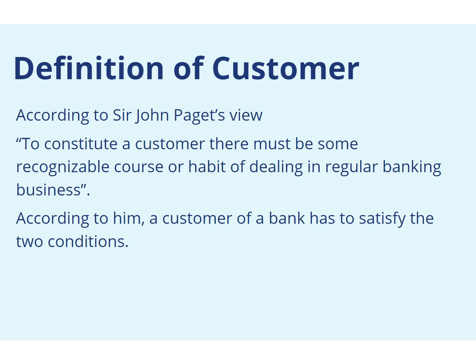What is the definition of a customer? According to Sir John Paget's view, to constitute a customer, there must be some recognizable course or habit of dealing in regular banking business. According to him, a customer of a bank has to satisfy two conditions, that is, duration theory and regular banking transaction theory. As per duration theory, a single banking transaction will not make a person a customer of a bank. He must maintain his account with the bank for a reasonable duration. As a second condition, the transaction must be regular banking business and not casual transaction.